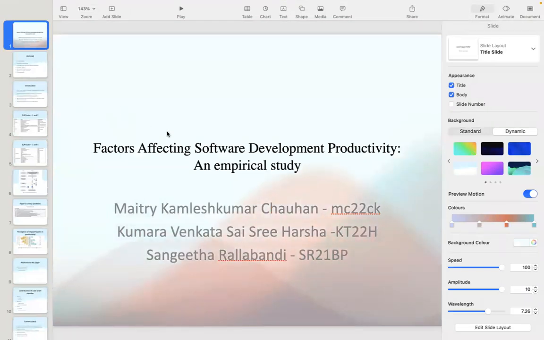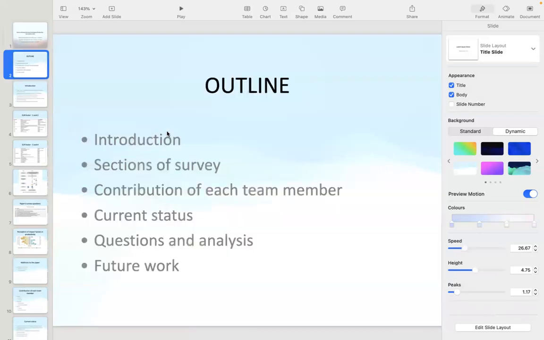Yes. Okay. So the original basic paper that we have taken into consideration is Factors Affecting Software Development Productivity, which is an empirical study. We are 3 members in this team: I myself, Maitri, Harsha, and Sangeeta. We are doing this project under the course Software Productivity and Software Development under Professor Sonia Haiduk.